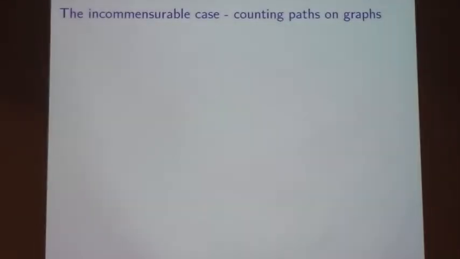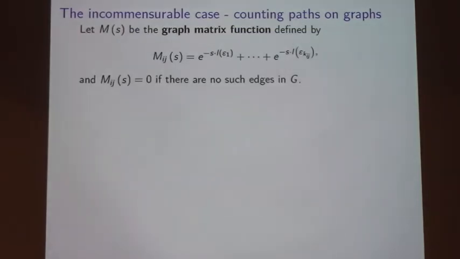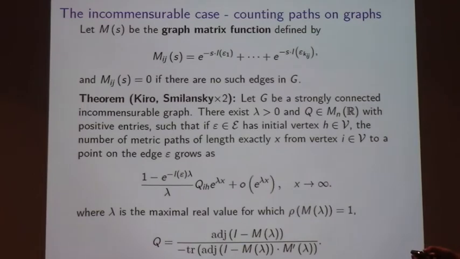The incommensurable case is completely different. And I'm just going to go very quickly on the graph counting result. So I build a graph matrix function, where the ij-th entry is an exponential polynomial with exponents the lengths of the edges from vertex i to vertex j. And this is the theorem. This is joint work with Avner Kiro, who is now at the Weizmann Institute, and with my father, Professor Smilansky, who is also now at the Weizmann Institute, and with myself, times 2.